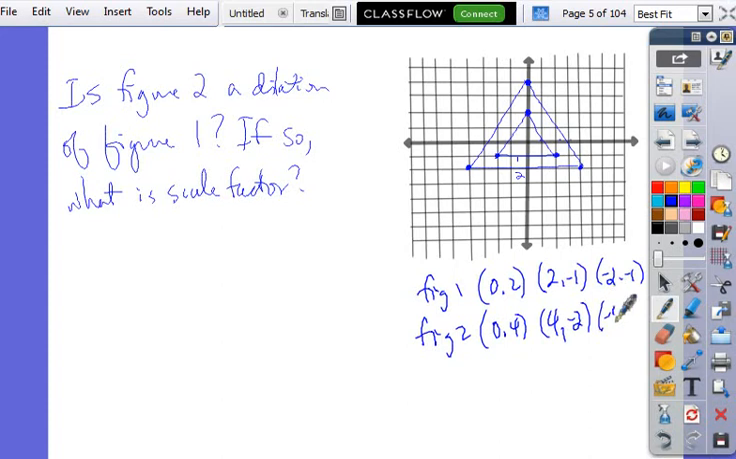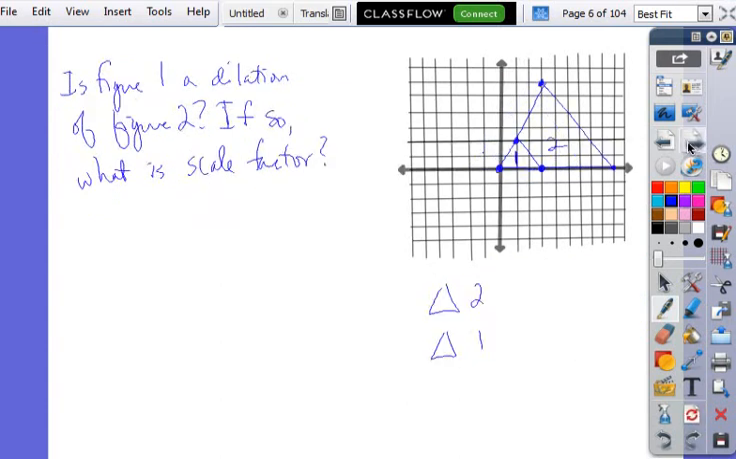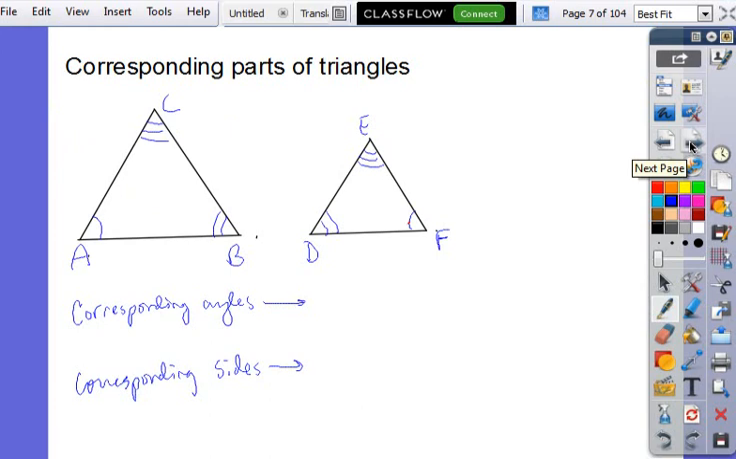All right, so is figure 2 a dilation of figure 1? Yes. What's the scale factor? Is figure 1 a dilation of figure 2? Yes. What's the scale factor then? It'll be 1/2. All right, we have to know this stuff on triangles. There's going to be a bunch of triangles if it's like it's been in the past.